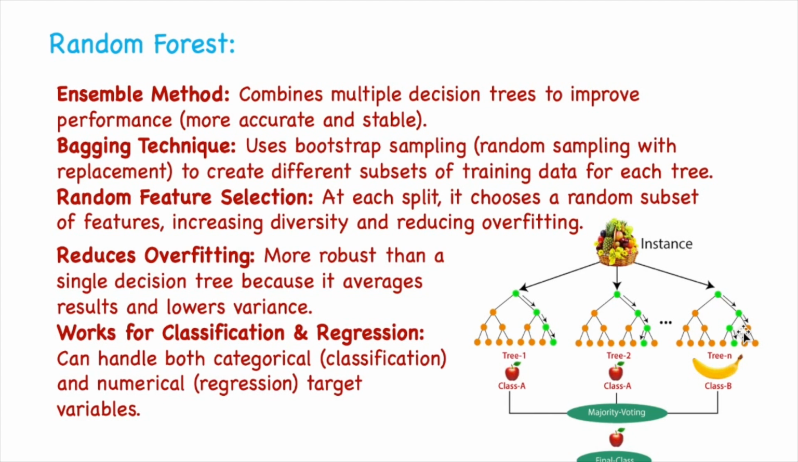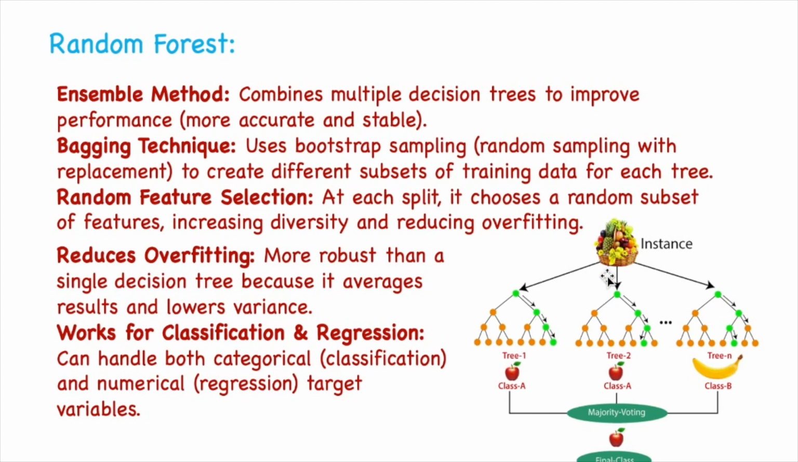Random forest algorithm reduces overfitting. It is more robust than a single decision tree because it averages the results and lowers variance. Random forest algorithm works well for classification and regression problems.